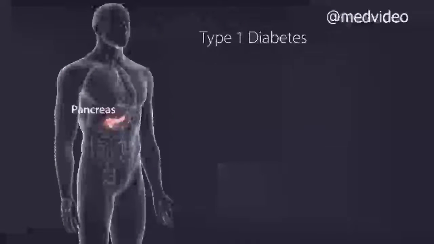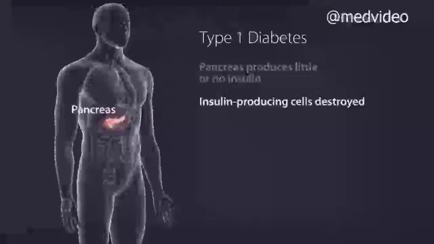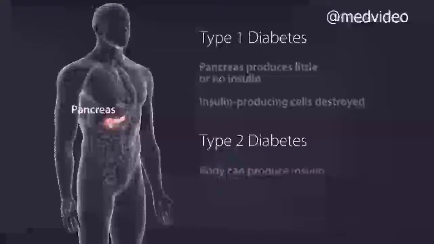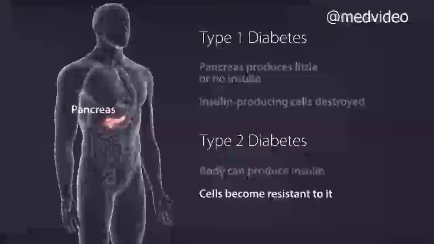The two main types of diabetes are called type 1 and type 2. In type 1 diabetes, the pancreas produces little or no insulin because the insulin-producing cells are destroyed by the person's own immune system. In type 2 diabetes, the body can produce insulin, but the cells become resistant to it. Type 2 diabetes is the most common form of diabetes.